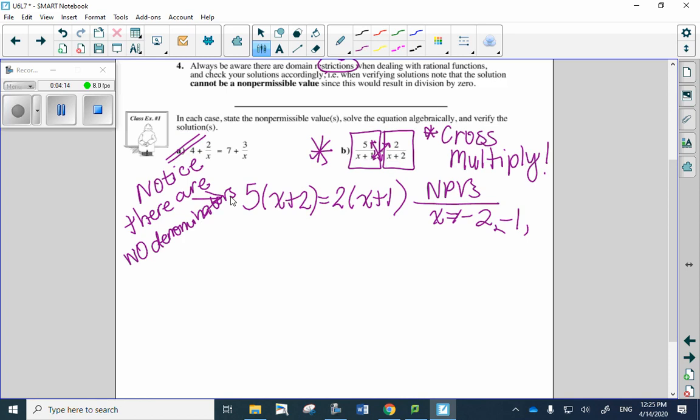Now that we've gotten rid of the denominators, let's distribute the 5 and the 2 and see what kind of equation we come up with. I'm going to distribute the 5 into the brackets, and the 2 into the brackets. So we have 5x plus 10 is equal to 2x plus 2. Remember when I said to notice what type of equation you made? You want to look at the degree. If I look at this line here, look at my x's. What are the degrees of these x's?